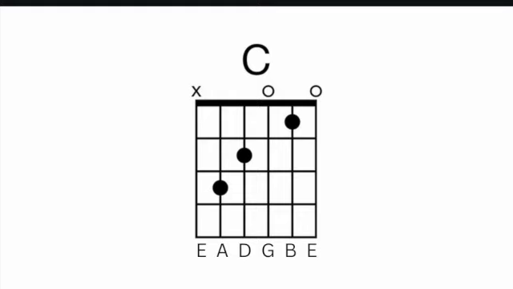Okay, so this one is a C major chord. So we can see that there are 3 fingers because there are 3 black dots. We're going to have our first finger on the 1st fret, on the B string. Our 2nd finger is on the D string on the 2nd fret, and our 3rd finger is on the A string on the 3rd fret.